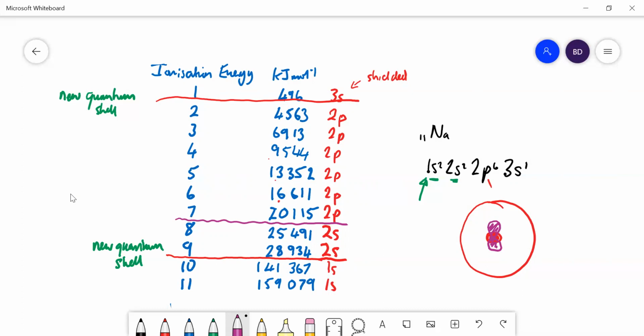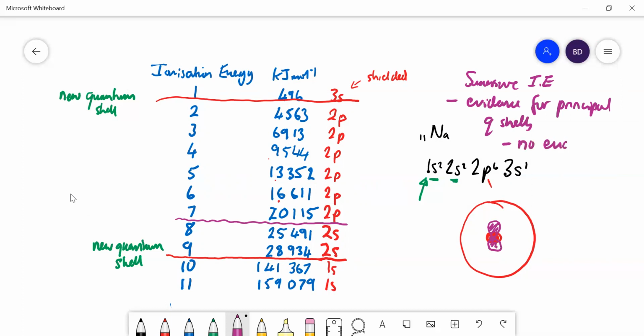So successive ionization energies of an element do provide evidence for principal quantum shells, but they don't give us any evidence for subshells. No evidence for the existence of subshells.